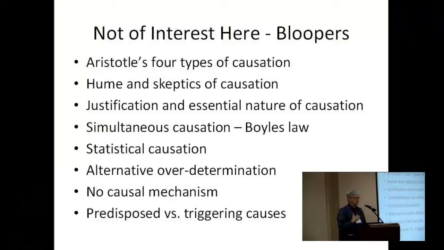Statistical causation seems to be really big in quantum mechanics. I don't understand quantum mechanics, so I'm not going to go into that. Just a couple more things here. Alternative overdetermination shows up when you read about moral responsibility and determining legal causes for things.